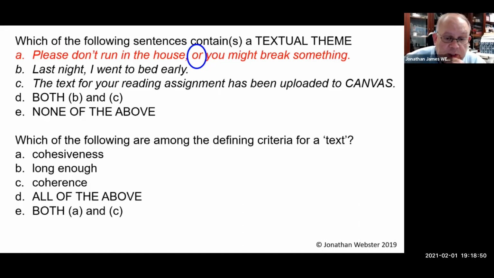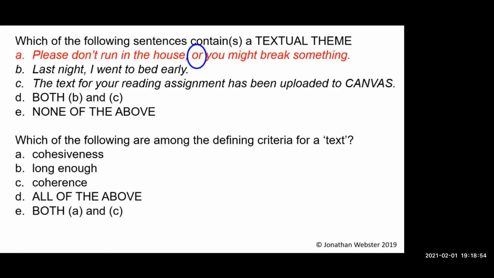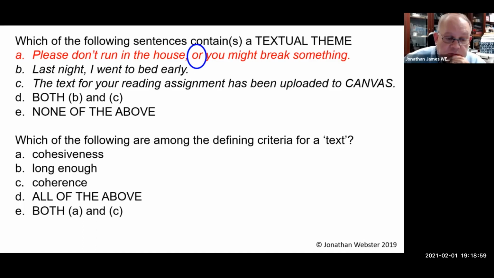All right, what about question two here? Which of the following are among the defining criteria for a text? A, cohesiveness, B, long enough, C, coherence, D, all of the above, E, both A and C. What do you think? Any responses? Oh, you're all saying E. All right, so let's see. A and C. A, yes, cohesiveness. B, long enough? No. Doesn't matter. Text has nothing to do with length. It can be a simple utterance. Fire. Okay, that would be one word, an utterance. But it is a clause, all right? It doesn't have all of the elements there. It's an abbreviated clause. But I'm shouting fire.